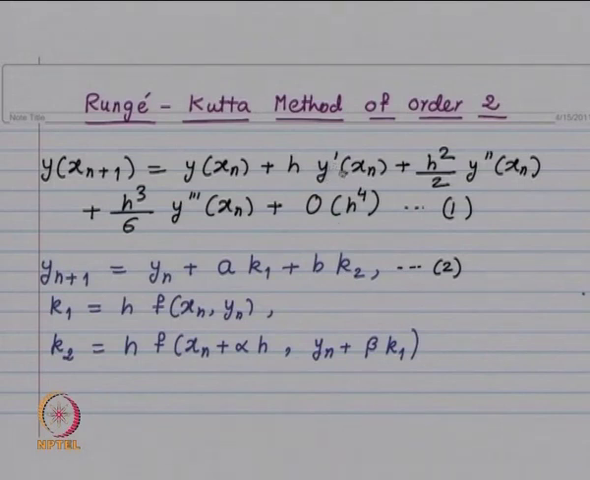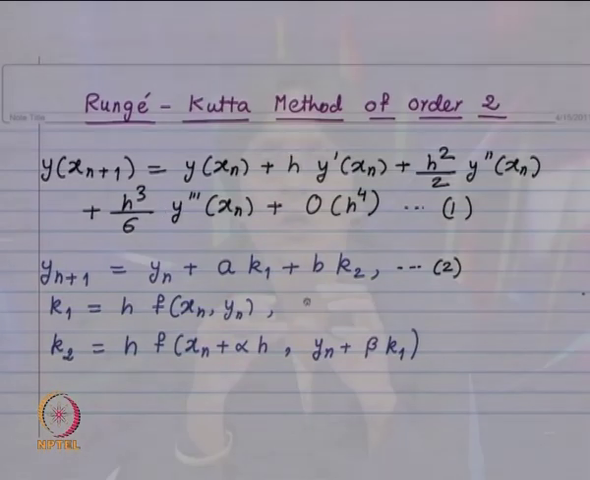Here you have y dash at x n, y dash is equal to f. So, you have got a term f of x n y n. We also want to match the term which contains h square, and then the formula which we will obtain will have a local discretization error of the order of h cube.